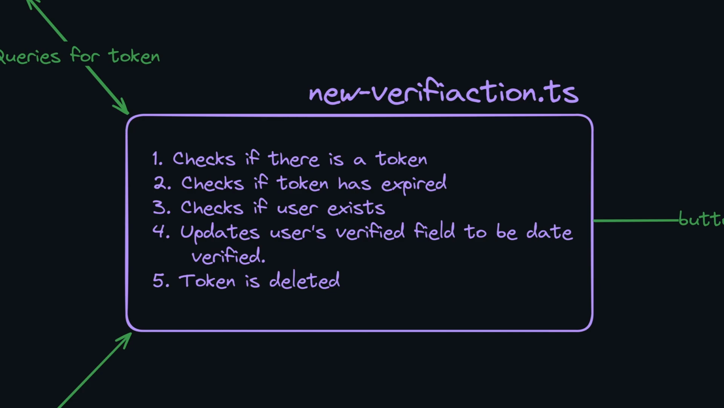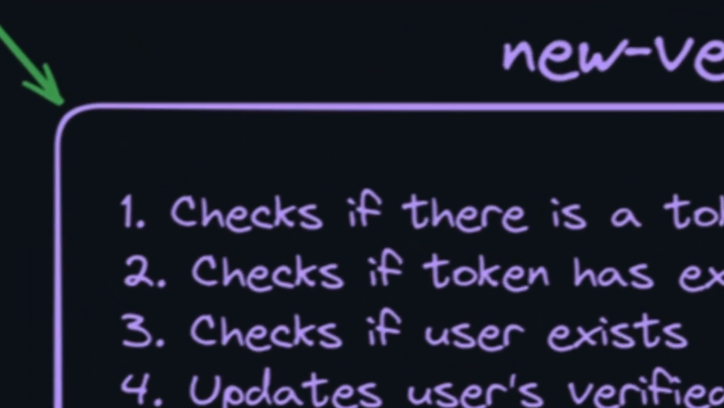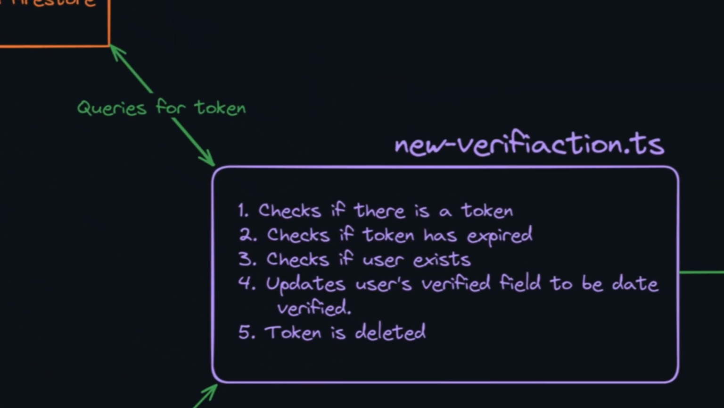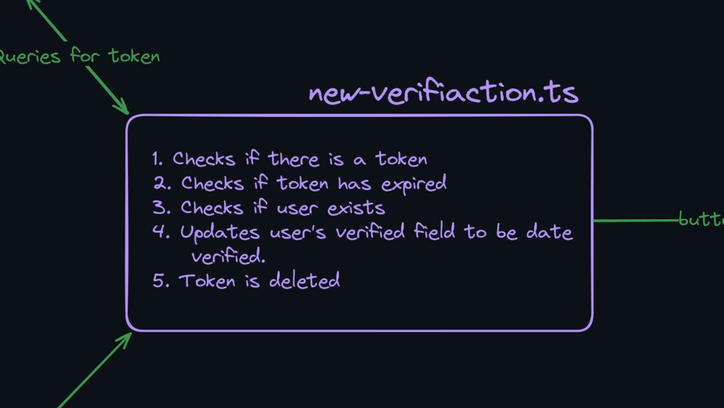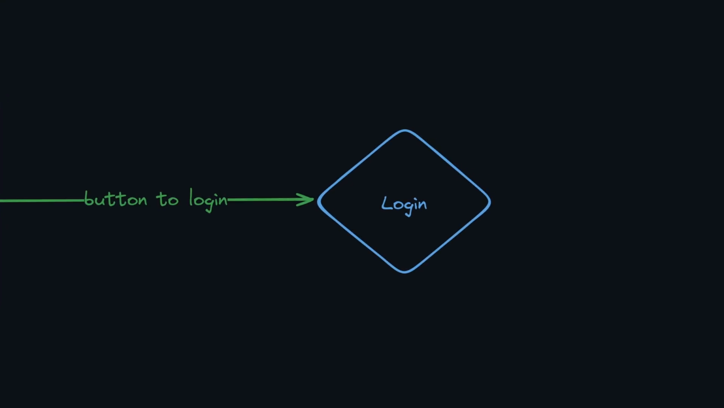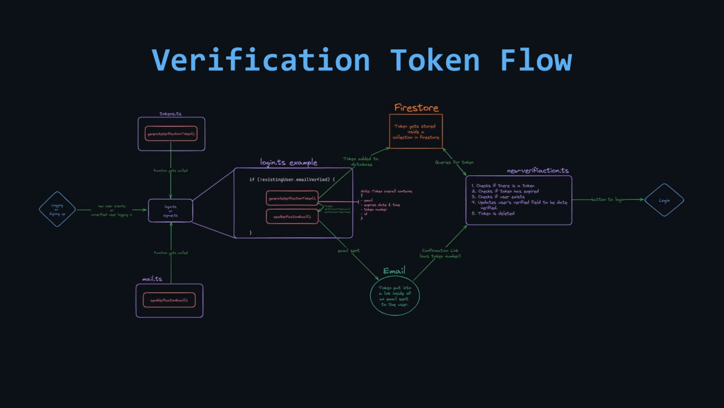First, it checks if there is a token. We do that by querying for the token from Firestore, and then it checks if the token has expired, checks if the user exists, and updates the user's verified field to be the date that it was verified at that point. And then the token is deleted, so it's not stored in the database and doesn't take up more storage than it needs to. And then you have the button that will lead you back to login, and then you can log in and be on your merry way. So that's overall the verification token flow.